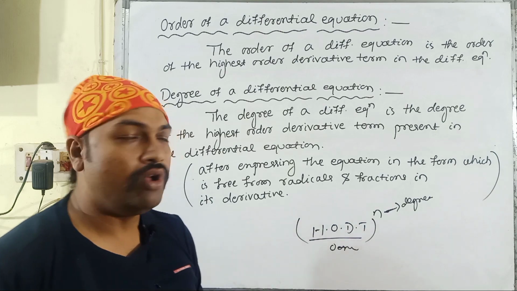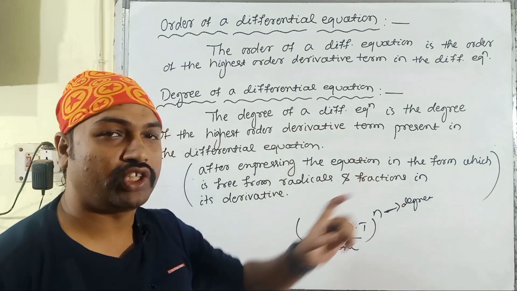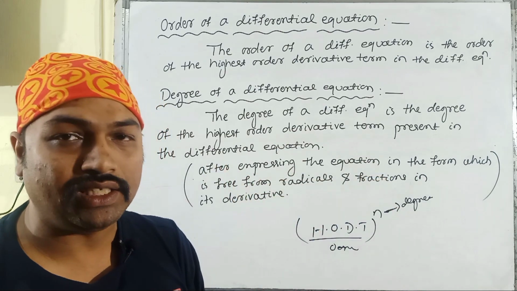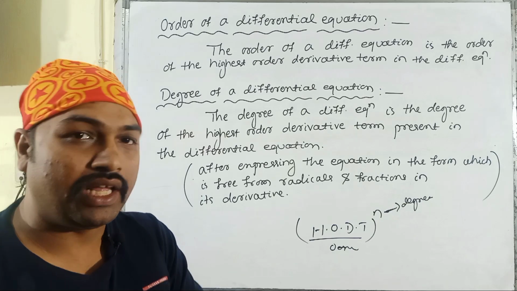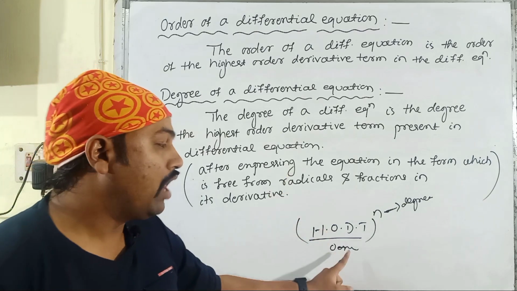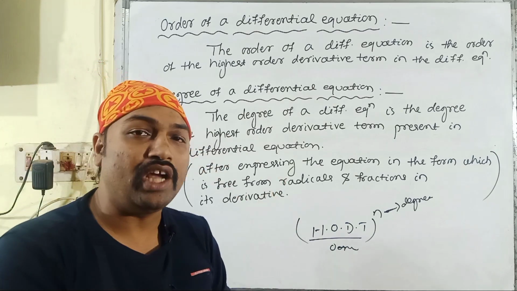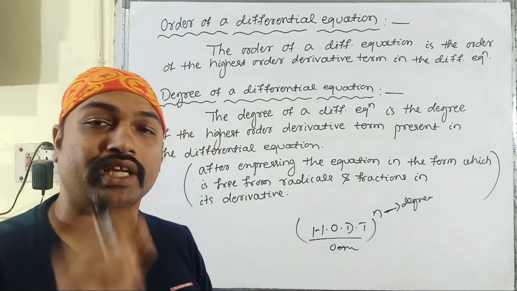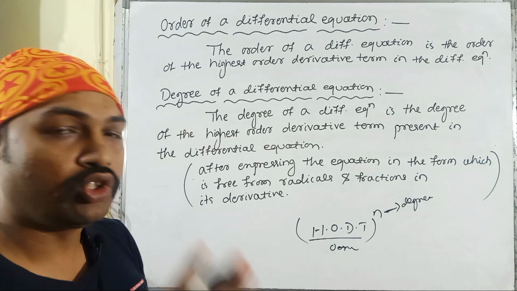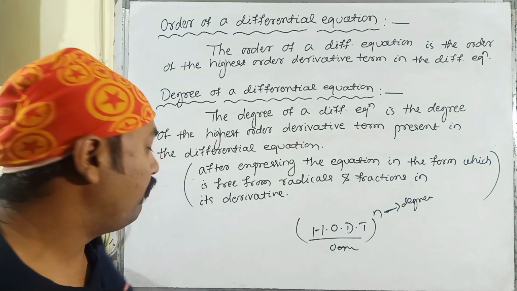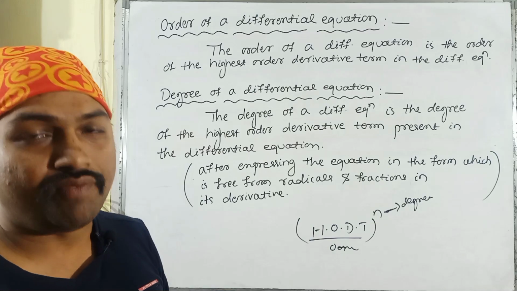That means we have to express the differential equation free from radicals as well as fractions. Then we have to find the highest order derivative term, and that is the order of the differential equation. The degree of the highest order derivative term is the degree of the differential equation. So let us go through some examples based upon order and degree of a differential equation.